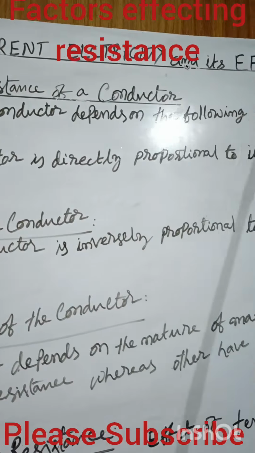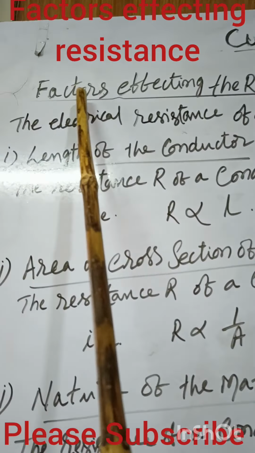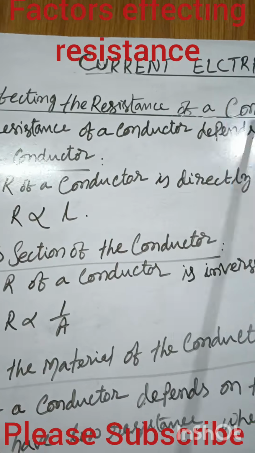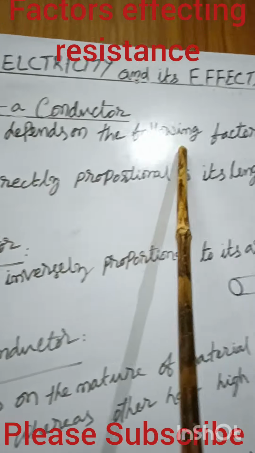Current, electricity and its effects. Under that, we have already studied water resistance, and now we are going to study the factors affecting the resistance of a conductor. So the electrical resistance of a conductor depends on the following factors.